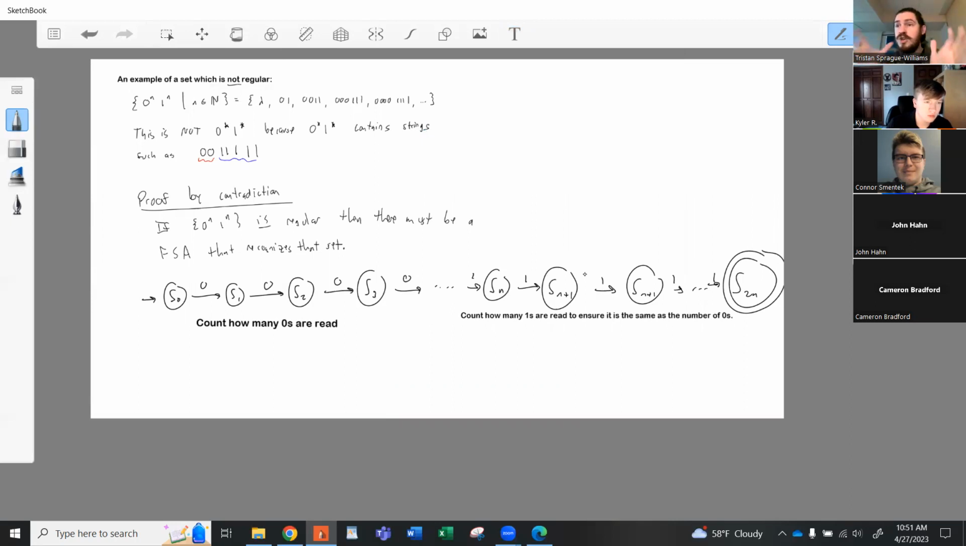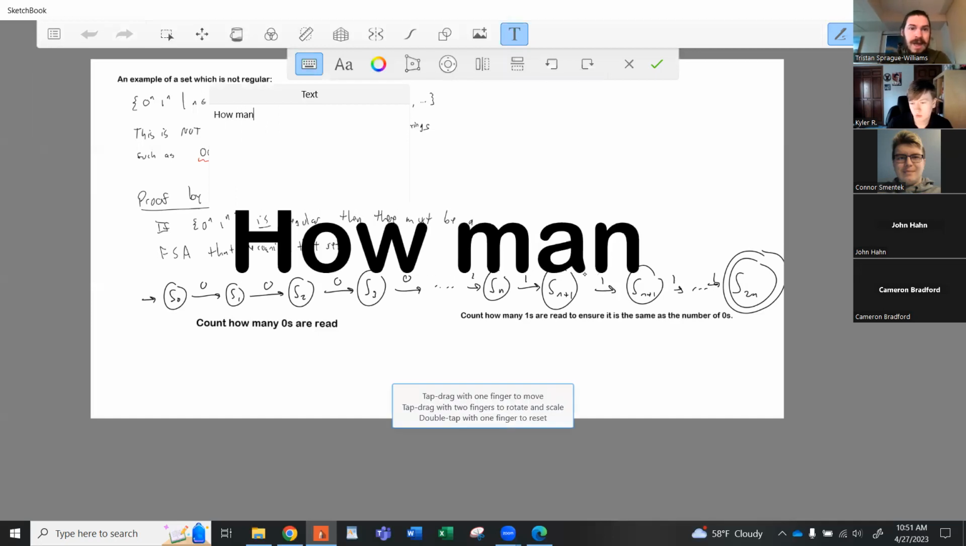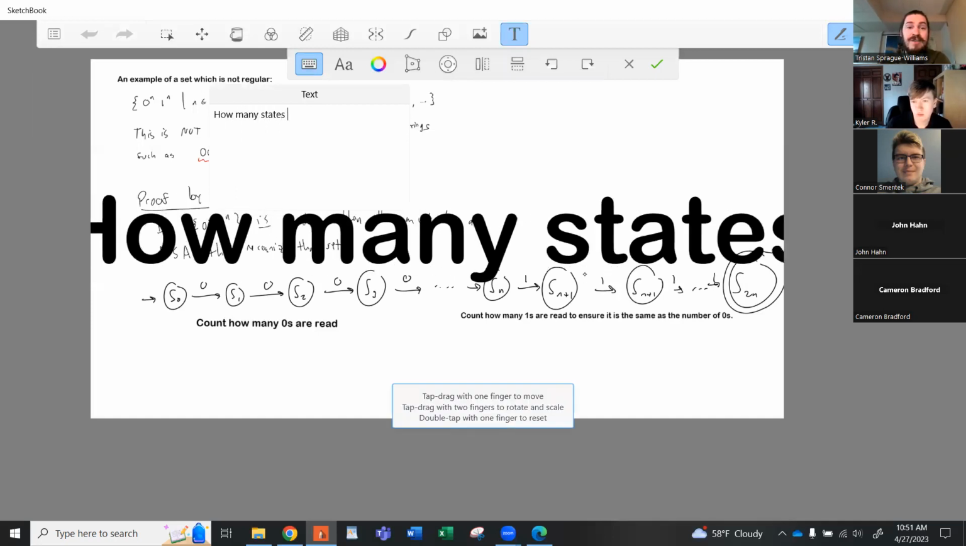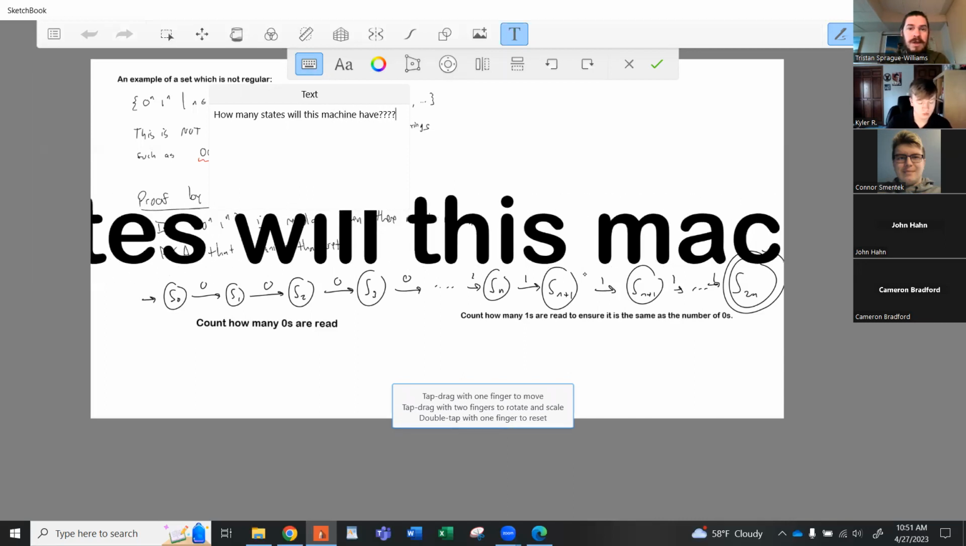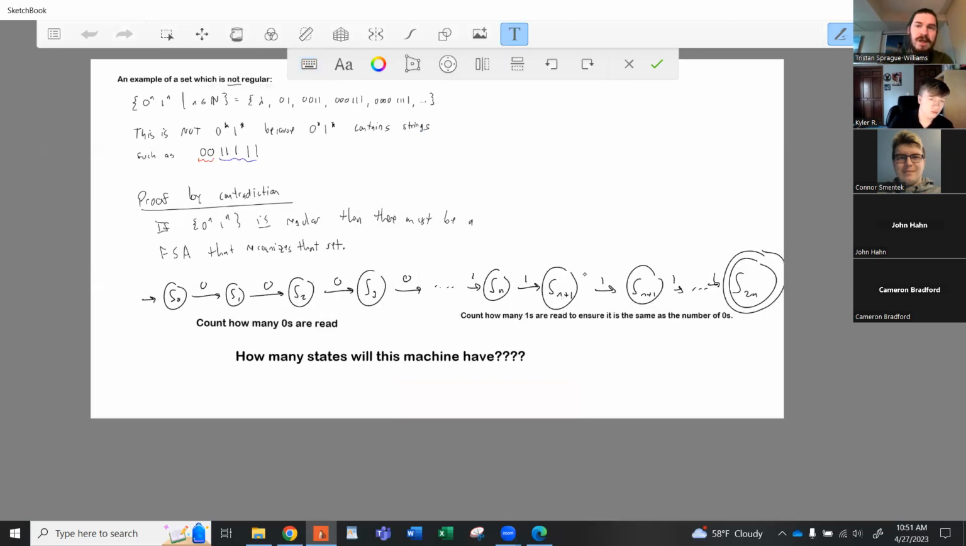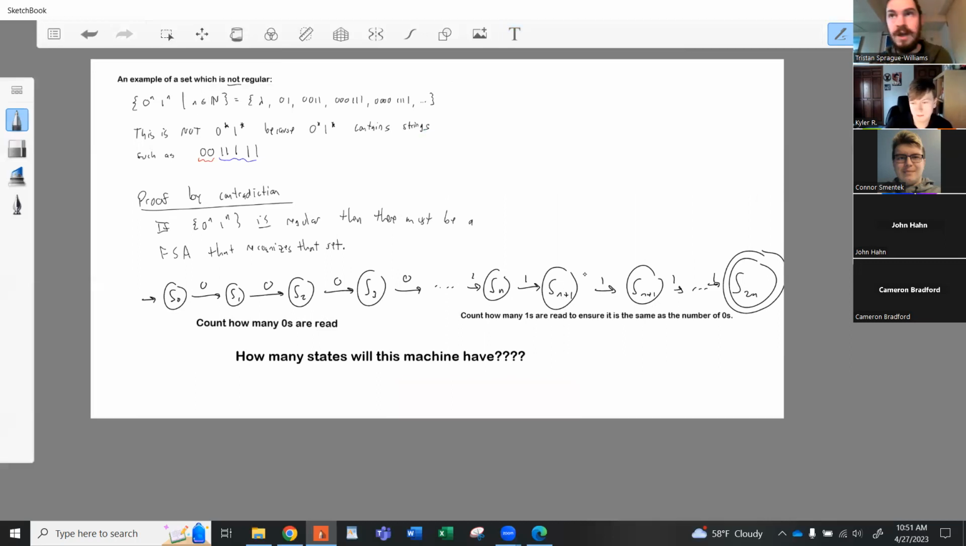But you need this machine to work no matter how many zeros are read in the first part of the string. Like if it reads 3 zeros, you need it to count 3 ones. If it reads 12 zeros, you need it to count 12 ones. But how many states will this machine have? It's a contradiction.